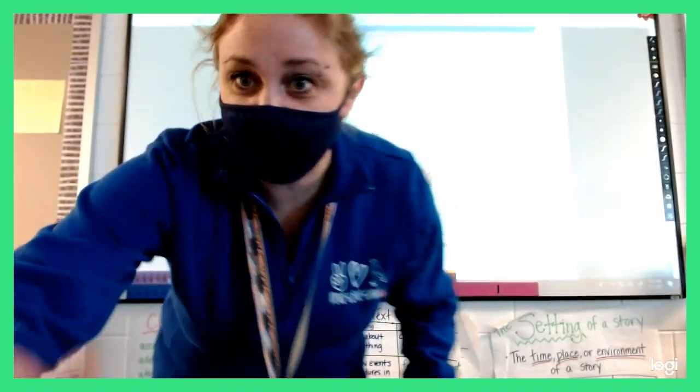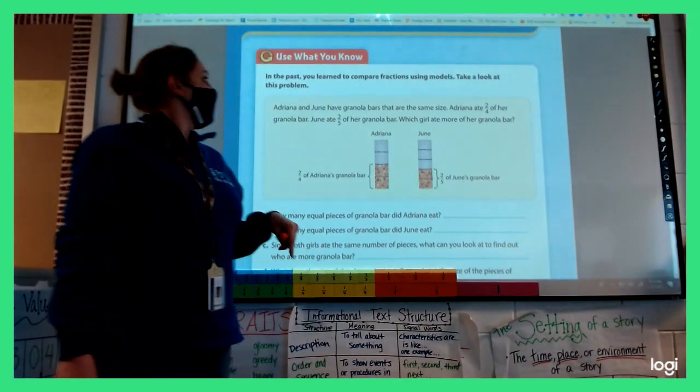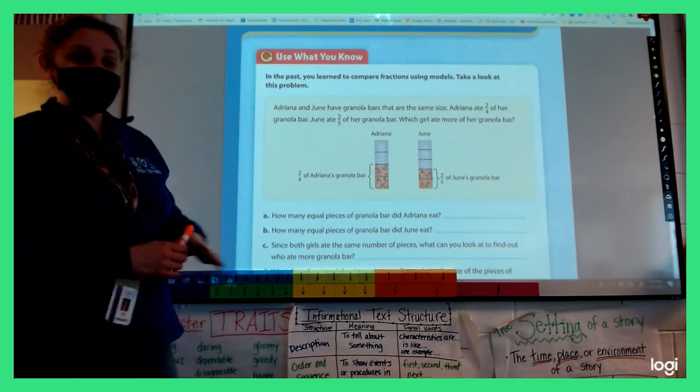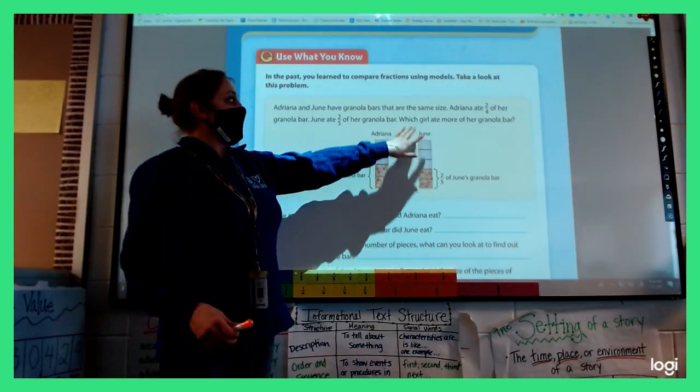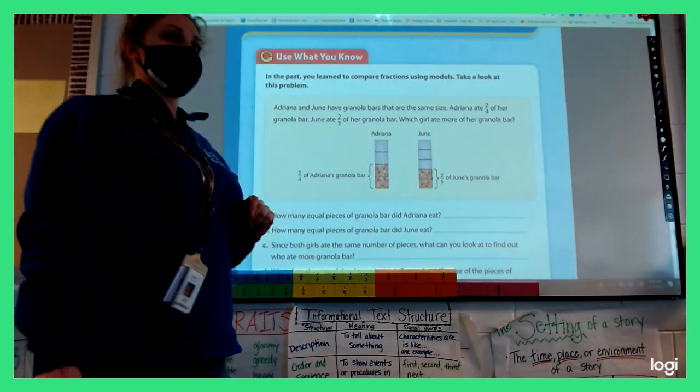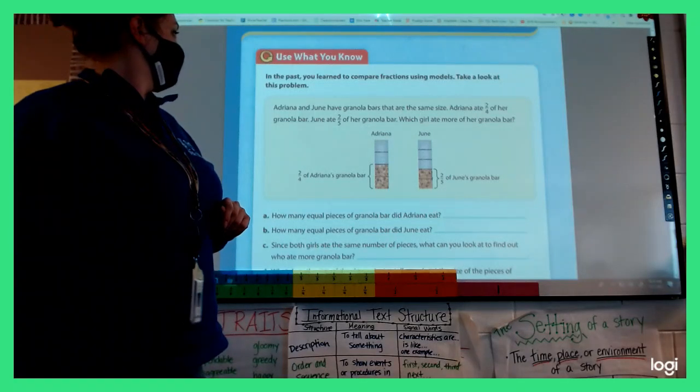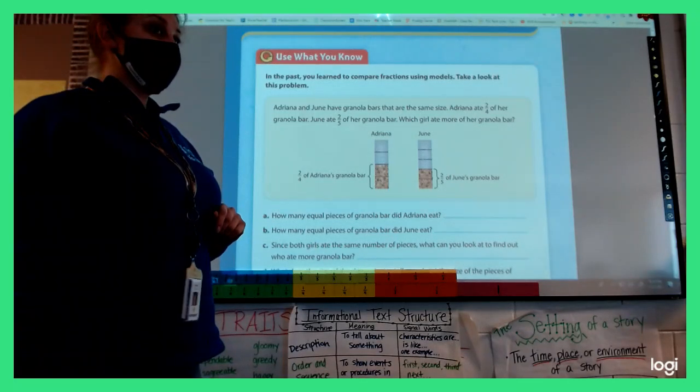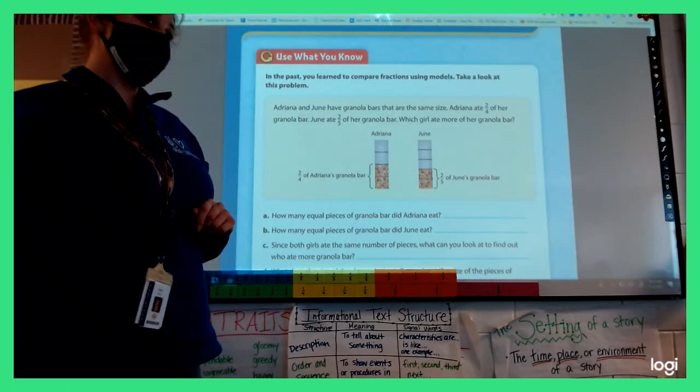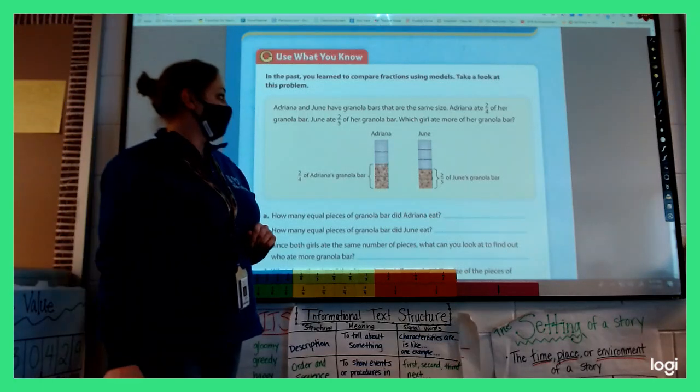All right, we are back. We had an interruption from the announcements. All right, Angie was about to tell us, based on just what we read in the picture, which girl ate more granola bar? First it said Adriana ate 2/4 and then June ate 2/5, and then on the bars it looks like Adriana ate more.